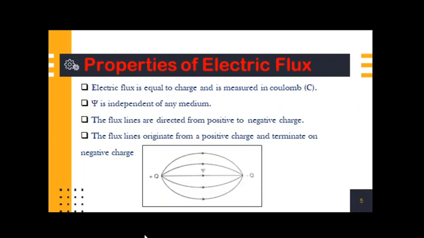What are the properties of the electric flux? Electric flux is equal to the charge and is measured in coulomb. Psi is independent of any medium. See the figure, positive charge and negative charge. The flux lines are directed from positive to negative charge. The flux lines originate from a positive charge and terminate on the negative charge. See the figure.